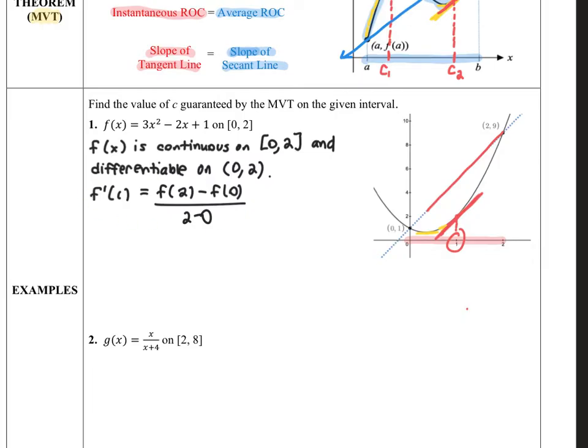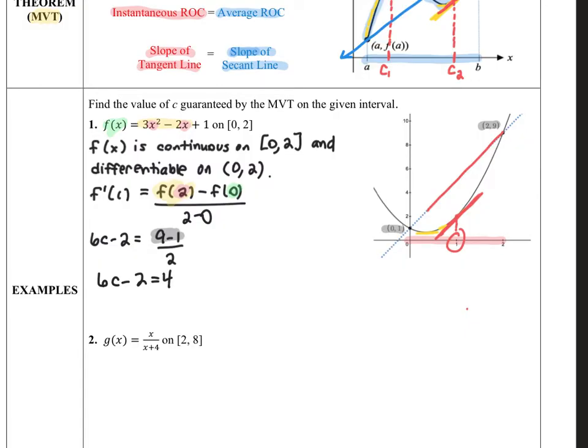So this f prime of c just means to do the derivative of f, and where you see the x, we're going to plug in a c. So our derivative up here would simply be 6c minus 2. And then f of 2 means we're going to take that 2 and plug it in here and calculate, and then I'm going to do the same with the 0. So I take the 0 and plug it into f of x. And f of 2 is 9, and you can see that from this graph as well, that when I plugged in a 2, I got a y value of 9. And f of 0 is 1, and that's this 9 minus 1 I have right here.